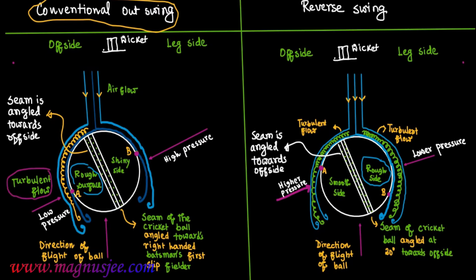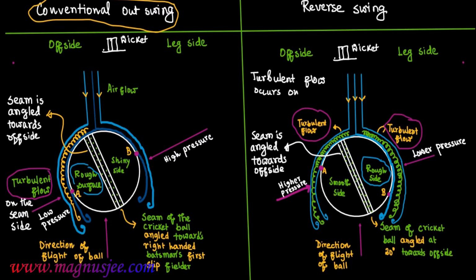In this case, for conventional outswing, the boundary layer will be in a turbulent state on the seam side of the cricket ball, but for reverse swing, turbulent flow occurs on both sides of the cricket ball. That means turbulent flow occurs on the seam side and also on the non-seam side of the cricket ball.